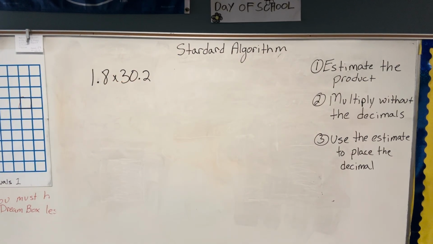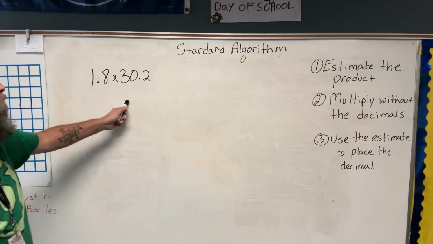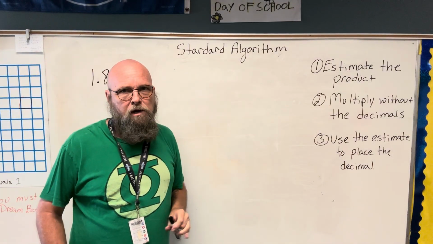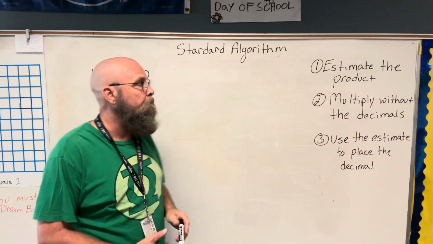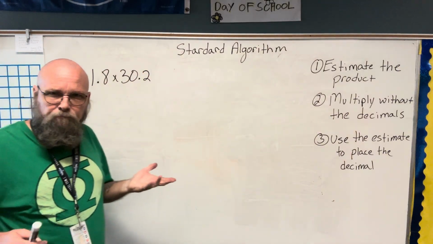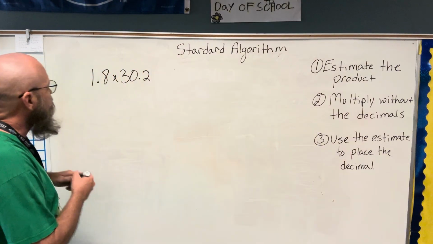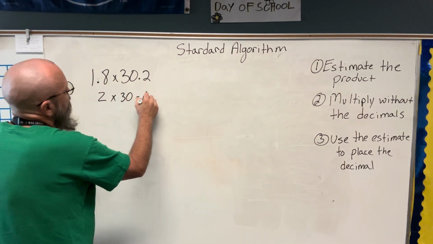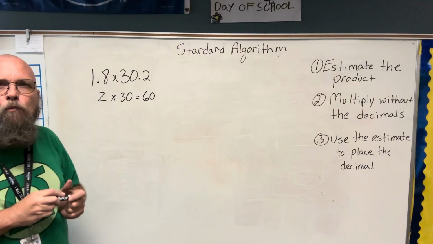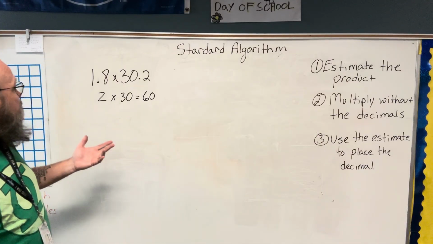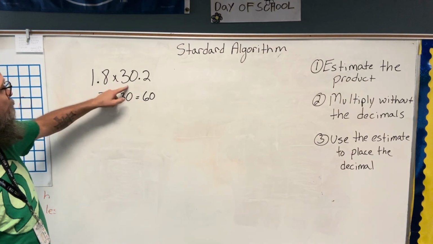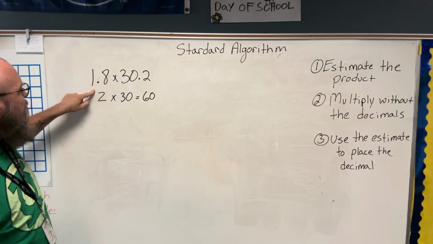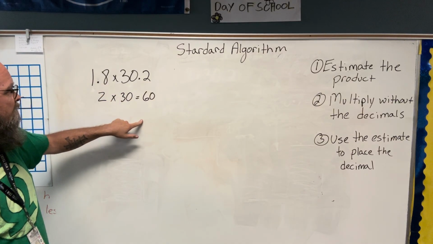All right, we're going to look at 1 and 8/10 times 30 and 2/10. Standard algorithm. First, I'm going to estimate the product, or estimate the answer to my multiplication problem. I don't have to be exact. But if I say 2 times 30, my answer is going to be somewhere around 60.